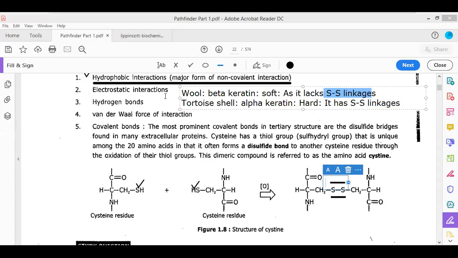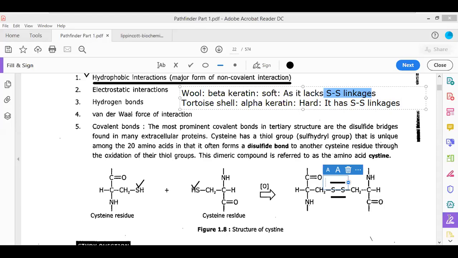Okay. Now, there are hydrogen bonds which are present. There are van der Waals interactions which are present. There are covalent bonds, but the most important is hydrophobic interaction. If hydrophobic interaction is not provided in your question, then you must check the van der Waals forces of interaction.